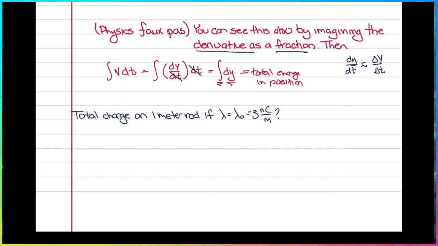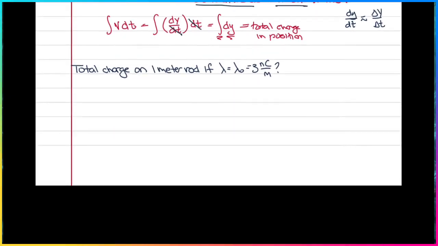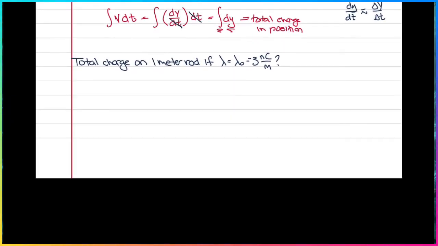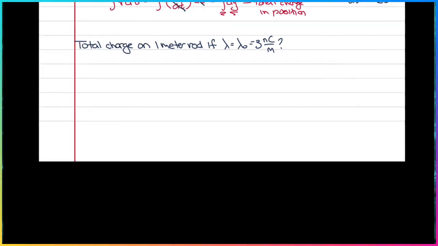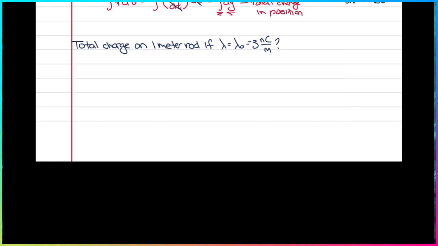So I think I have 3 numerical examples to walk through. What is the total charge on a 1 meter rod if the charge density is 3 nanocoulombs per meter? We already said that we think the answer should be 3 nanocoulombs. But it's always nice to have a problem where you know what the answer is supposed to be, because then I can check my work when I do it in this more rigorous way.